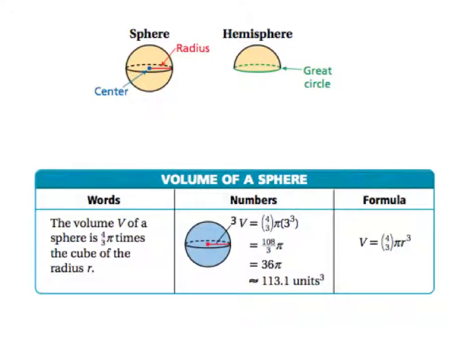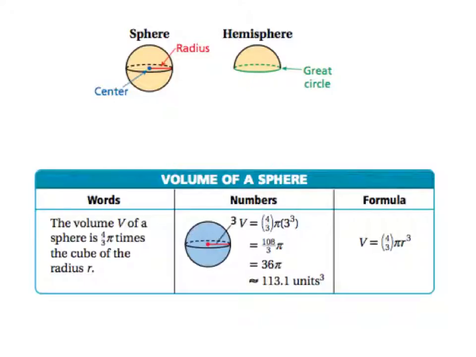Now if we look at a hemisphere, hemi means half, so it's half of the sphere. The green dotted line is called the great circle. So you guys are going to need to know that, the great circle. You should already know what the radius is. The great circle is the distance around when you cut the sphere in half.